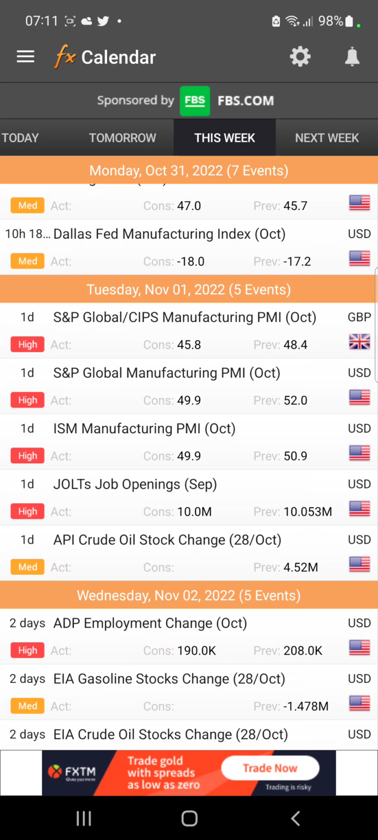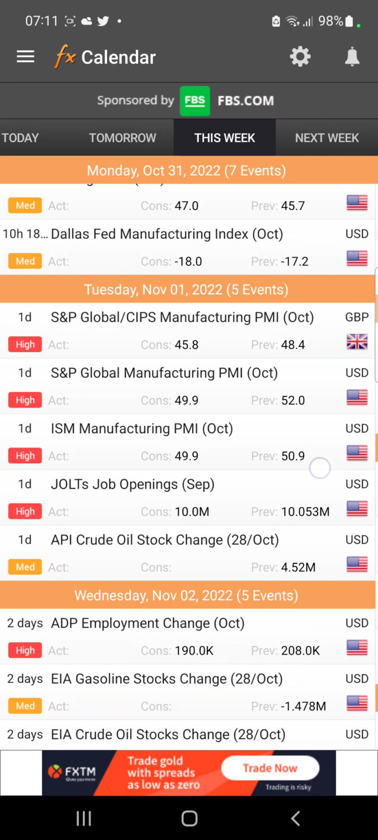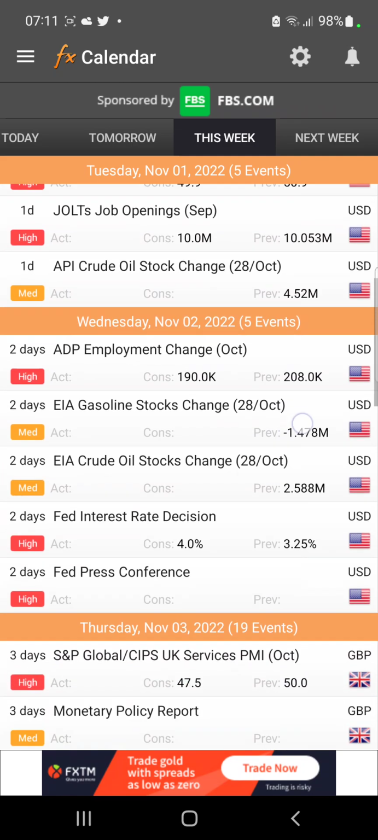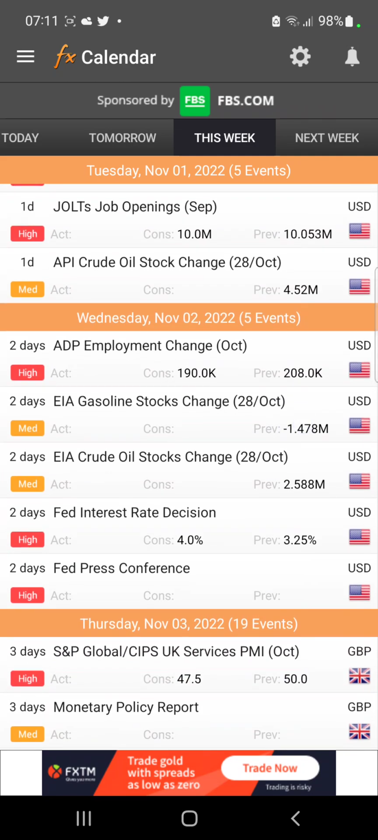Then we have the job openings. You see, that is straightforward. When the job openings go down, then that weakens USD. Wednesday, then we have the most important news in terms of day in terms of news. We have the interest rate, the USD interest rate.